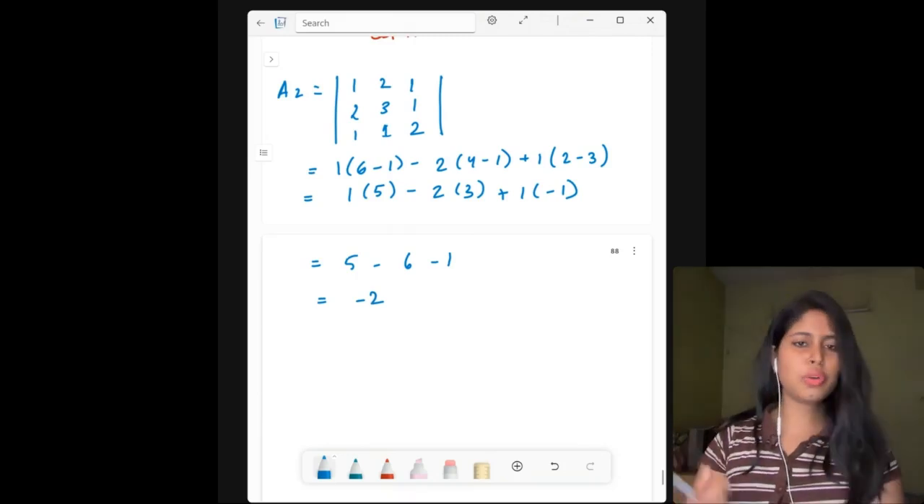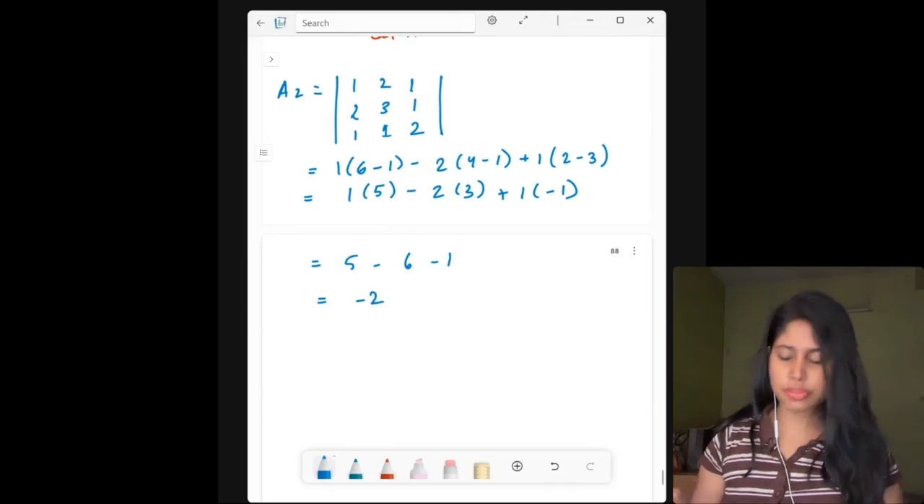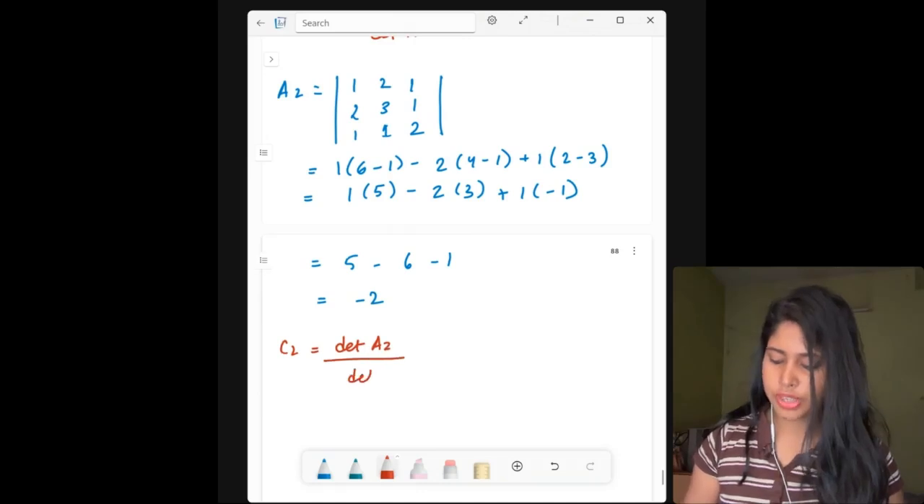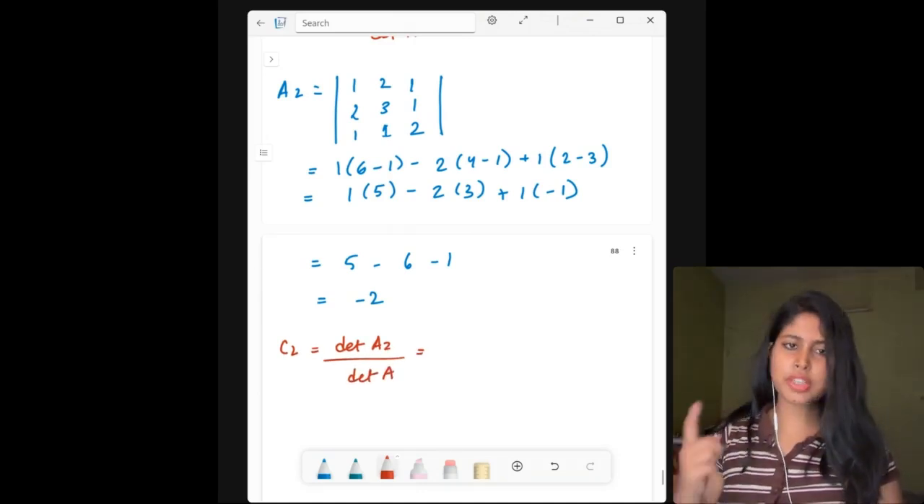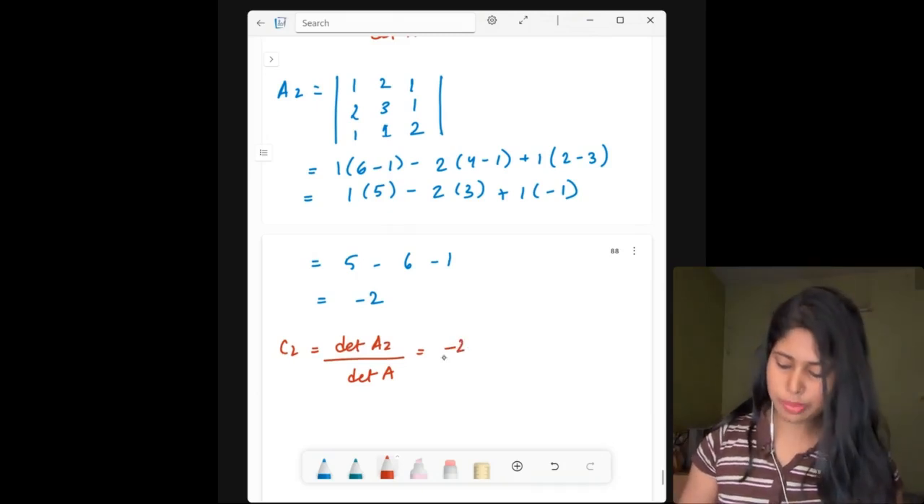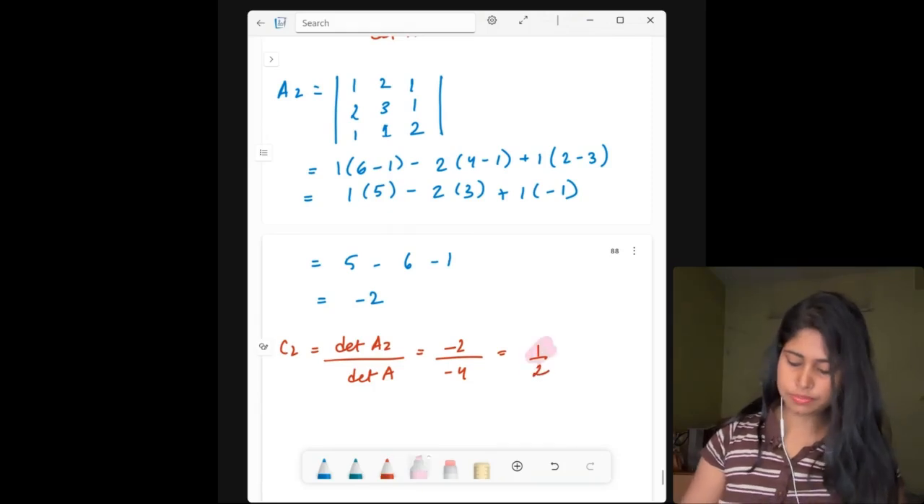And then we will do what? How will we find C2? C2 will be determinant of A2 by determinant of A. So let us write it. C2 is equal to determinant of A2 divided by determinant of A. And what is determinant of A2? It is minus 2, and determinant of A is minus 4. So minus 2 by minus 4 is basically 1 by 2. And that is our answer.